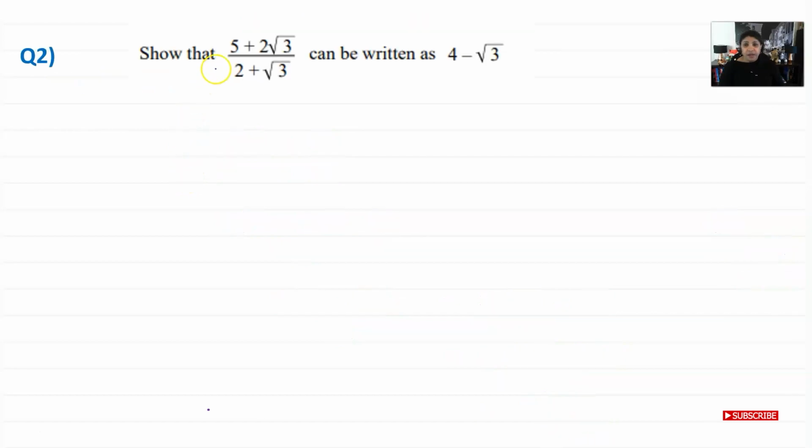Question 2 then, we're asked to show that all this here can be written as 4 take away root 3. Okay, so I'm just going to rewrite that. What do we have? We have (5 plus 2 root 3) over (2 plus root 3), and we need to show that it can be written as this. So what do we have? We have a radical down here.